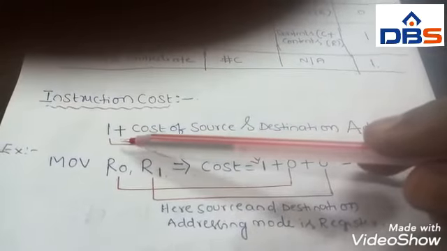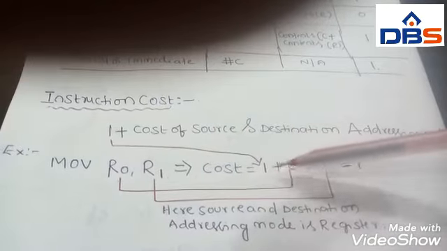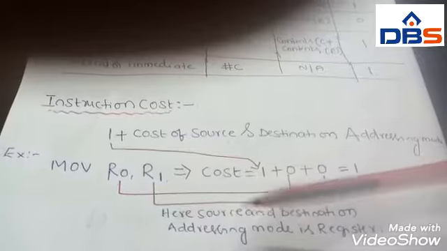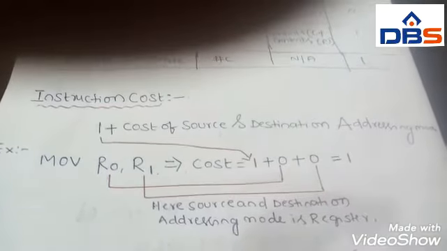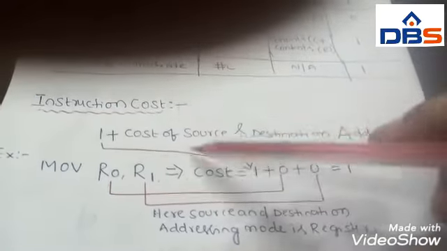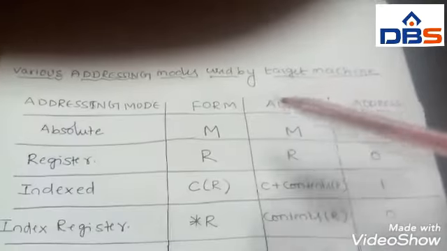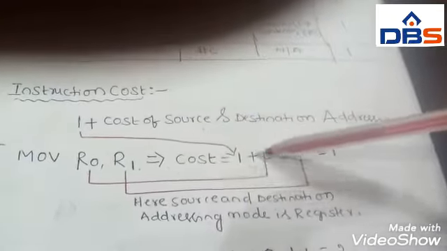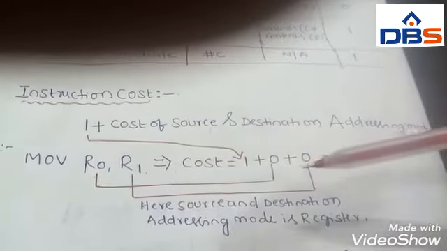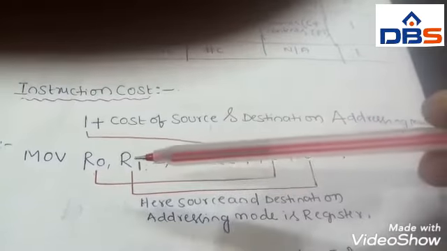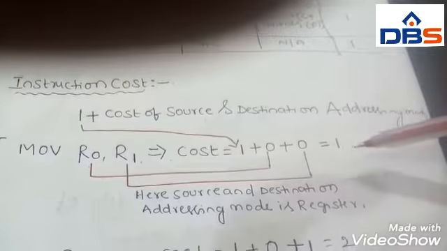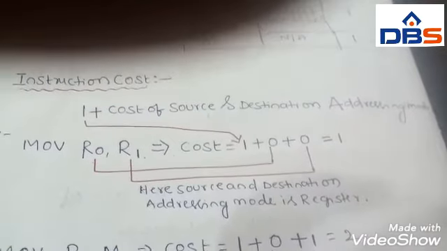If you take one example, the instruction is move R0, R1. For this instruction, we calculate the instruction cost. The formula is 1 plus the costs of R0 and R1. Both source and destination addressing modes are registers, so the addressing cost is 0. So 1 plus 0 plus 0, so the cost of this instruction is 1.